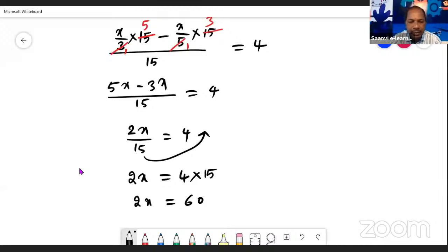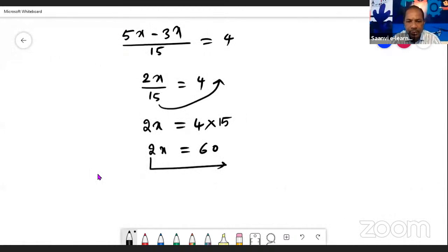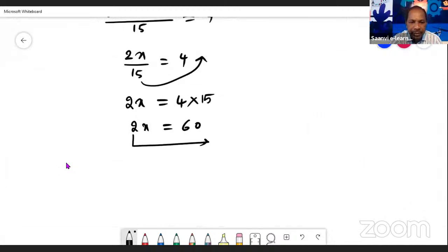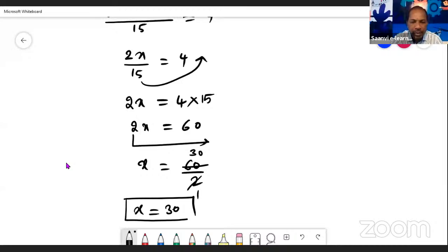Again, here 2 extra is there. So this 2 also we send to this side. Here 2x means 2 into x. It means 2 is multiplying here. So when we send it to this side, it will divide. So x is equal to 60 by 2. 2 1s are 2, 2 3s are 6, 0 as it is. It means what x value have we got? 30. The x value we have got here is 30.